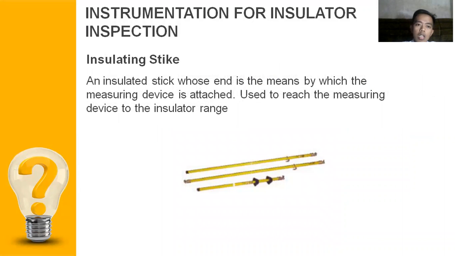This is an insulating stick. The insulating stick is the main means by which the measuring device is attached, used to reach the measuring device to the insulator string. The length depends on the operator's standard of safe distance based on the network voltage rating supported by the insulator. The higher the network voltage rating, the longer the insulating stick used.